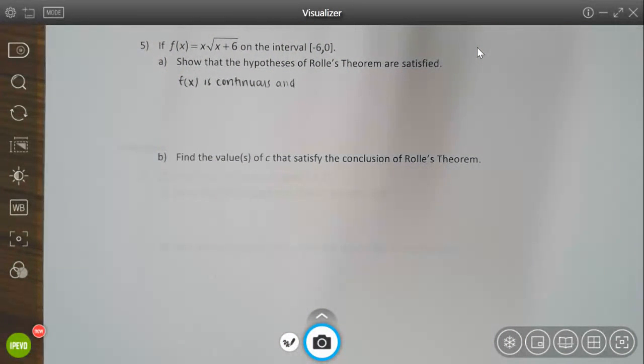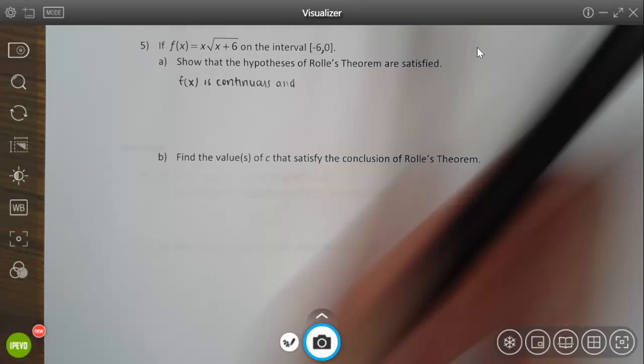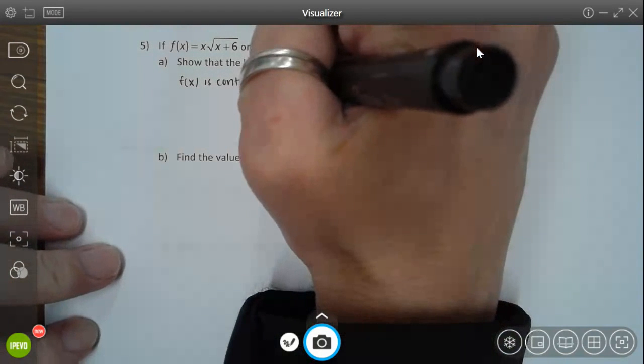Pen's dying here. Let me get another one. f of x is definitely continuous and differentiable on the interval.